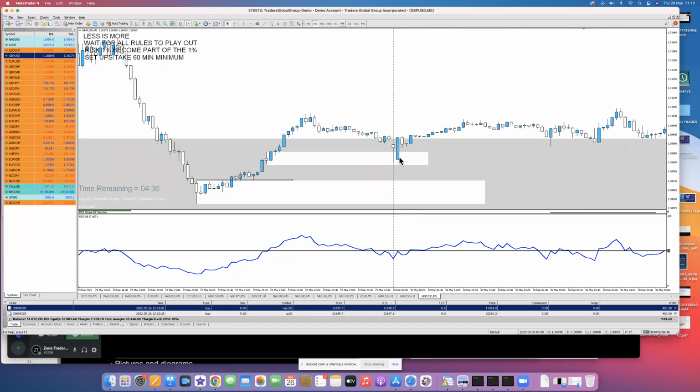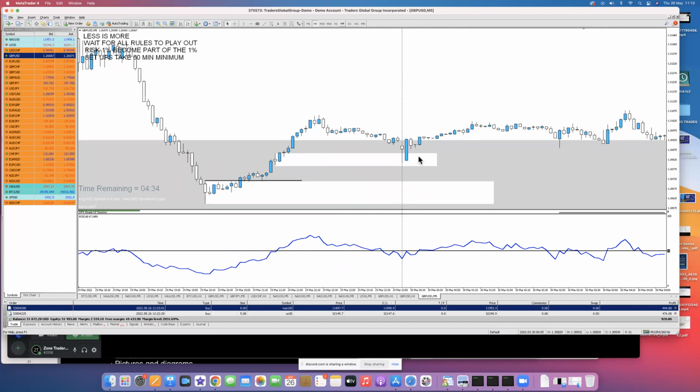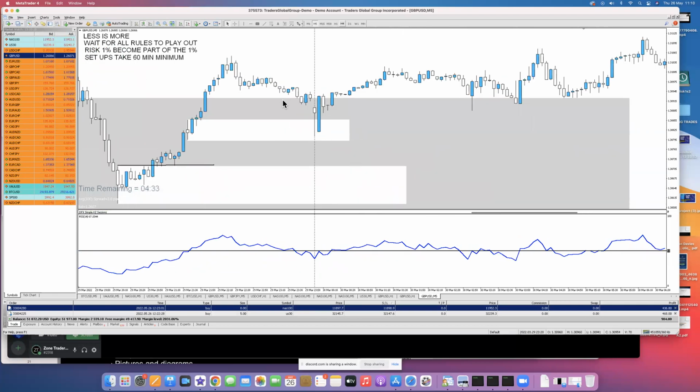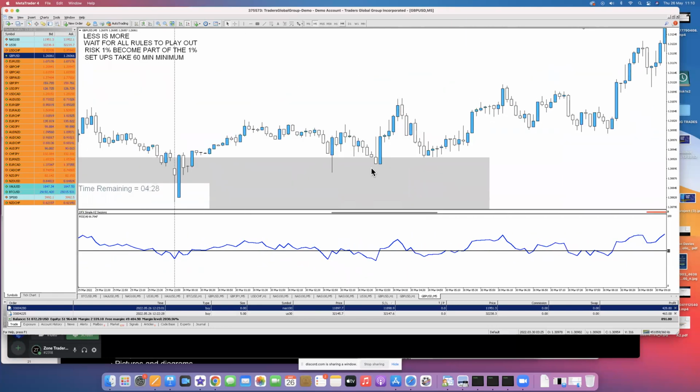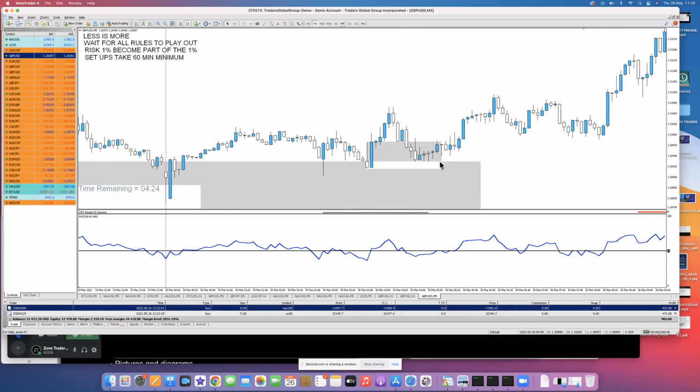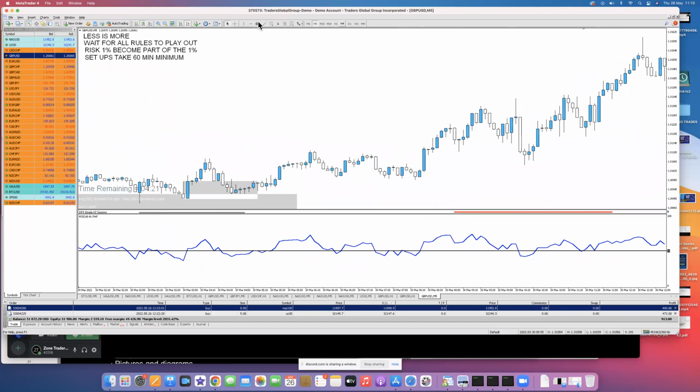I would be asleep, to be honest, so I wouldn't buy here because it's UK time. But if you're inside of an hourly order block and it's Asia, that holds. That's an order block to buy from on the hour. Or London.